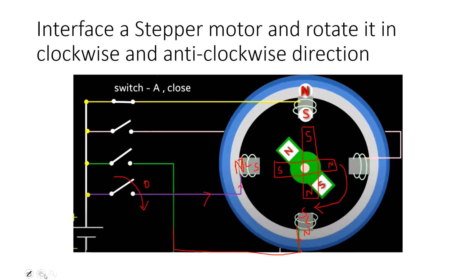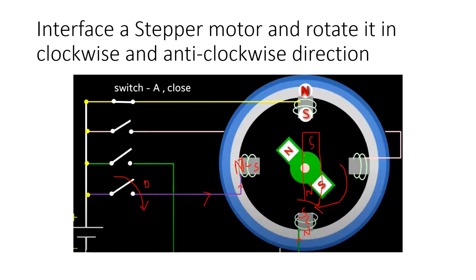So when you energize C, what was the position? The position was this one. When you energize C, what was the position of the rotor? The position of the rotor was this.